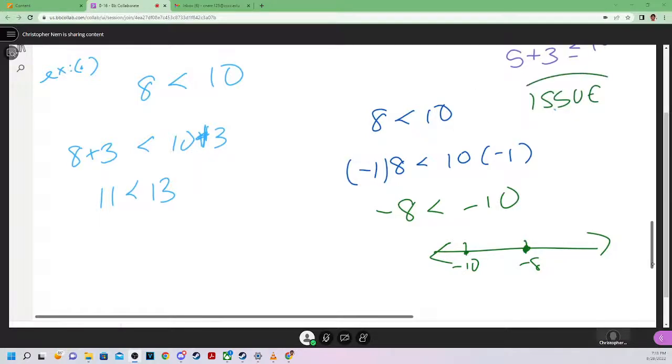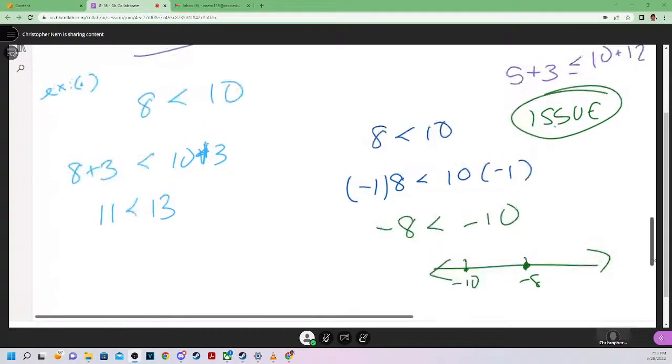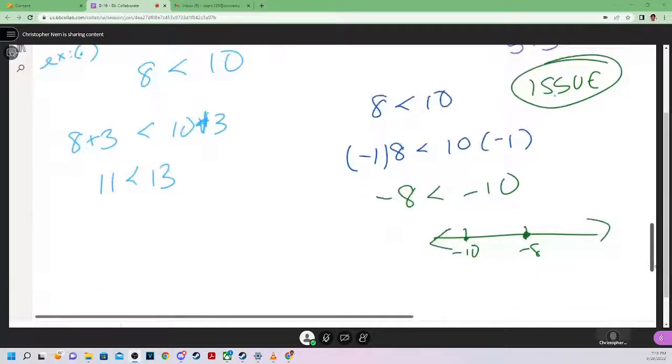This is a big issue. What went wrong here? I multiplied to both sides, things worked out. If I had an equal sign, things work out. If I were to say x is equal to 8 or 8 is equal to 8 and I multiply both sides by a negative, it holds. But if I do it with an inequality, it didn't play right.